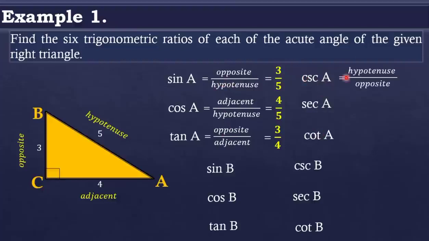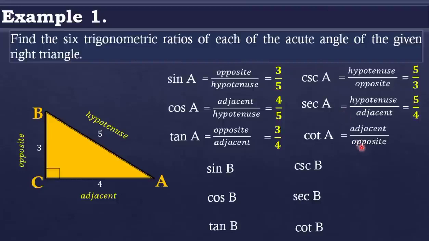So, ano po ang pattern nito? This is just the reciprocal. So, hypotenuse over opposite. So, 5 over 3. This is hypotenuse over adjacent. So, this is 5 over 4. And then, for your cotangent A, this is adjacent over opposite. So, this is 4/3. Okay?